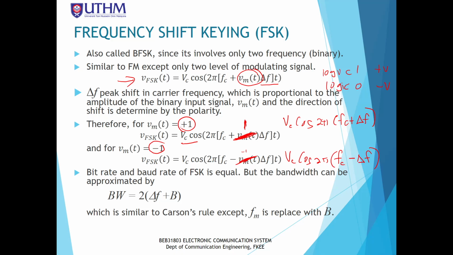So you see that the bit rate and baud rate of FSK are equal, since we are using only one bit. That's why the bit rate and the baud rate are equal. But the bandwidth can be approximated by using Carson's rule, which is 2 times delta f plus B. B here is actually the frequency of FM. Okay, so this is the bandwidth of FSK.